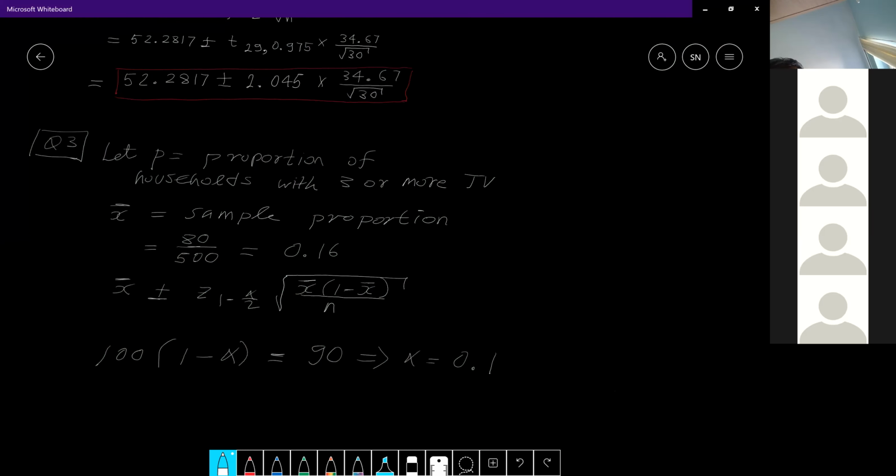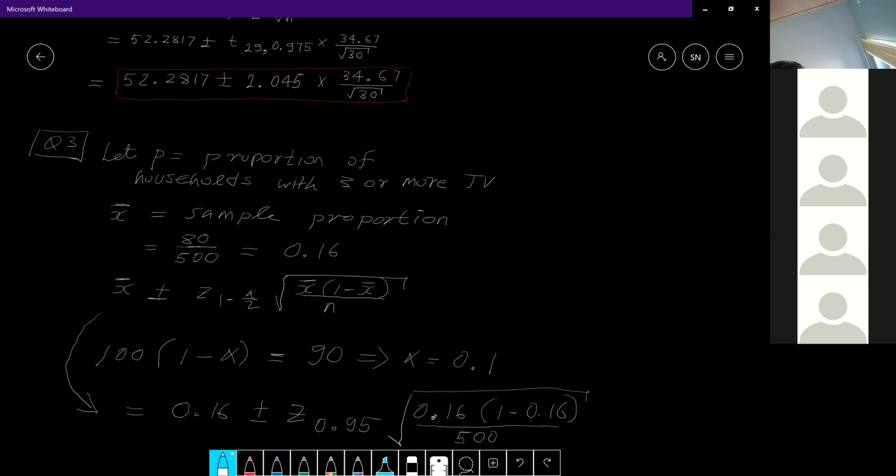Okay, so this guy here will become like this. X bar is 0.16 plus or minus z, 1 minus alpha by 2, which will be 0.95, multiplied by the square root of 0.16 multiplied by 1 minus 0.16, divided by n. N is 500.